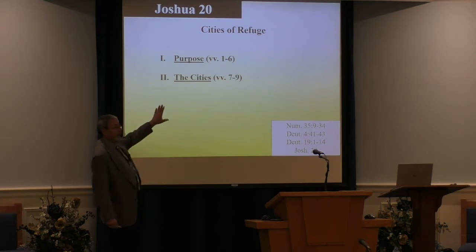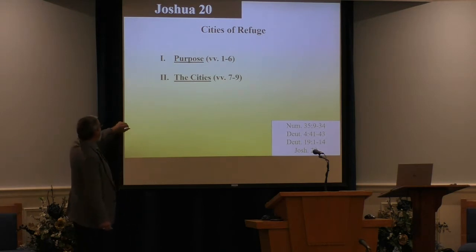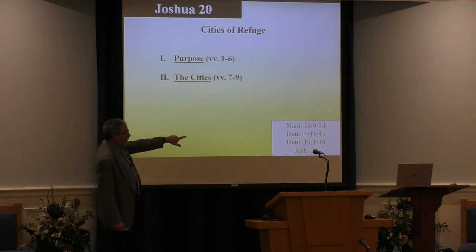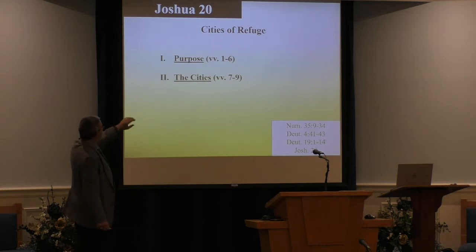So here's what happens in chapter 20, a short chapter, 9 verses. We have the cities of refuge that are being assigned that had been talked about in the Pentateuch, and we see the purpose and then the cities themselves.